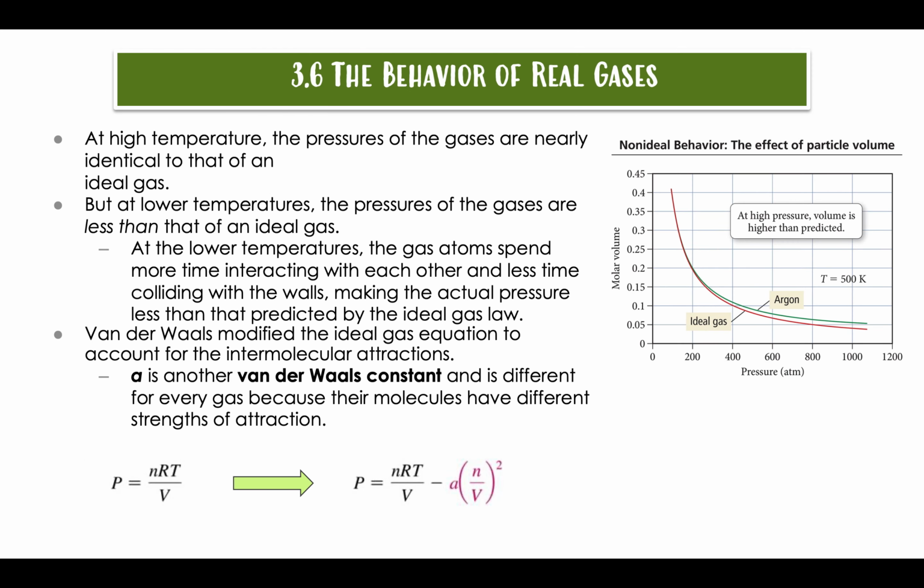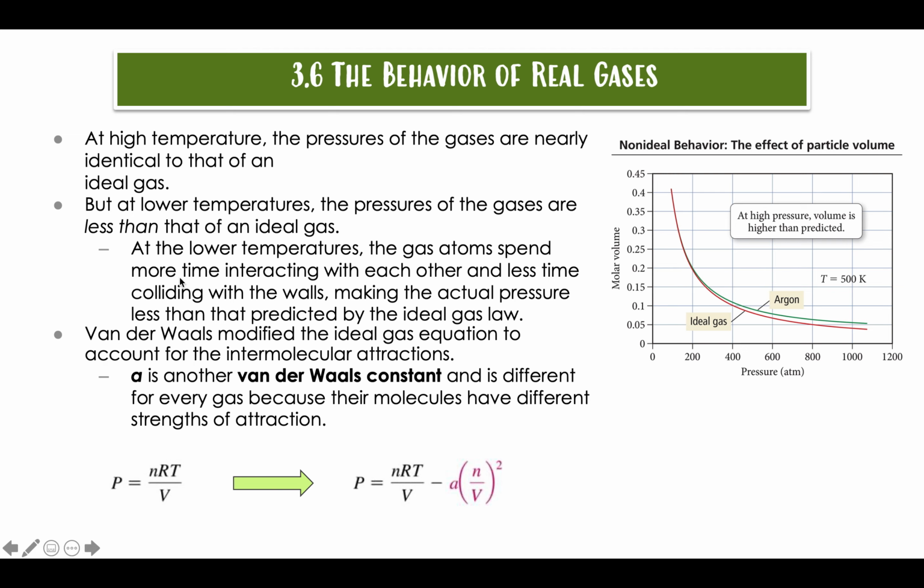Now, at high temperatures, the pressures of gases are nearly identical to that of an ideal gas. But at lower temperatures, the pressures of the gases are less than that of an ideal gas. At lower temperatures, remember, the gas atoms are moving slower. They're moving a lot slower, and so they spend more time interacting with each other and less time colliding with the walls, making the actual pressure less than that of the predicted ideal gas.